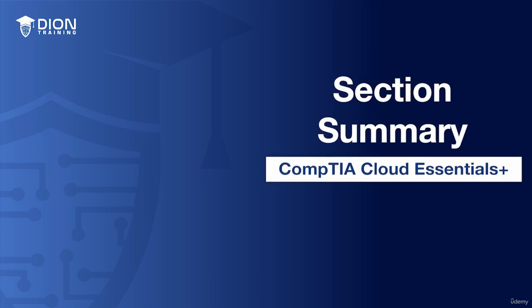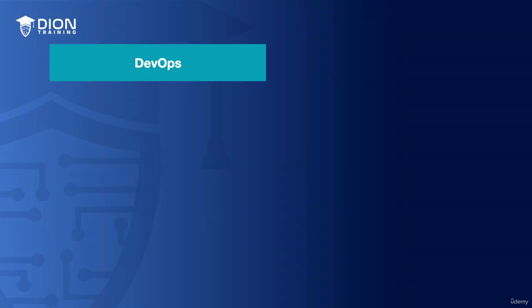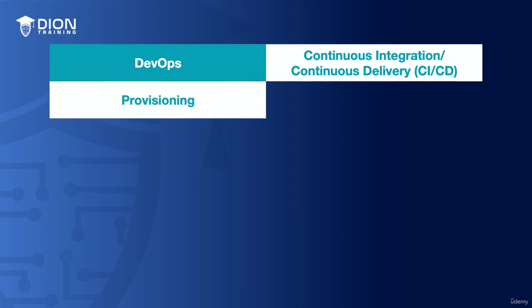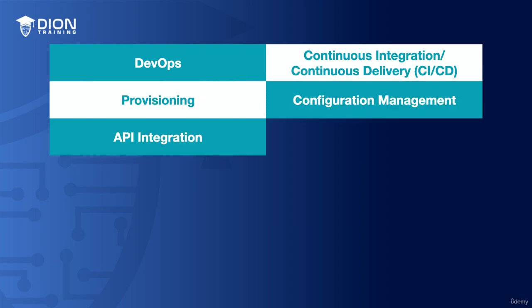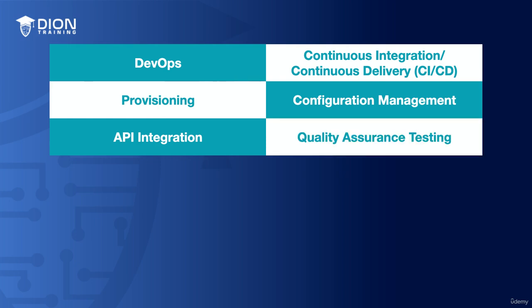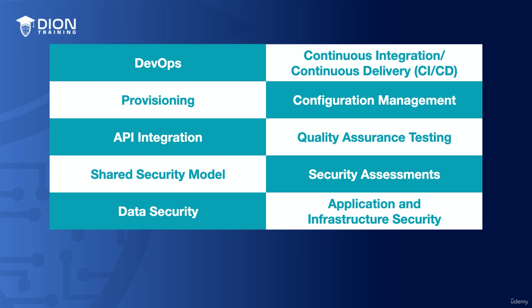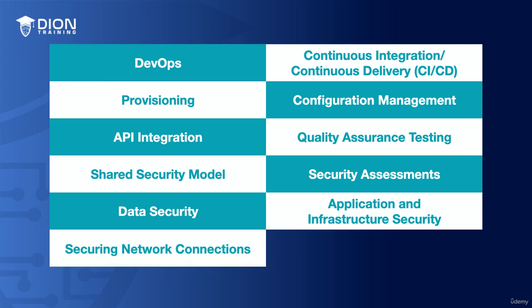In this lesson, I'm going to provide you with a quick summary of DevOps and cloud security, including some coverage of DevOps, continuous integration and continuous delivery, provisioning, configuration management, API integration, quality assurance testing, the shared security model, security assessments, data security, application and infrastructure security, and securing network connections. First, though, we need to talk about DevOps.